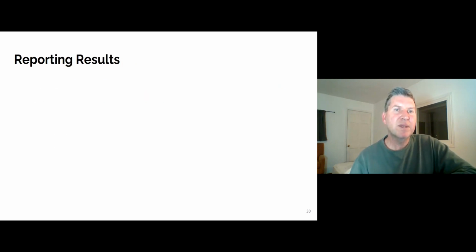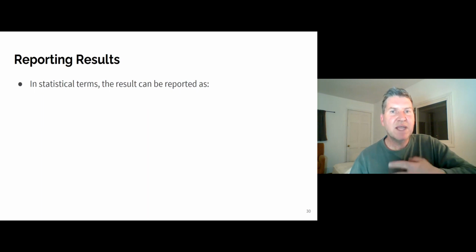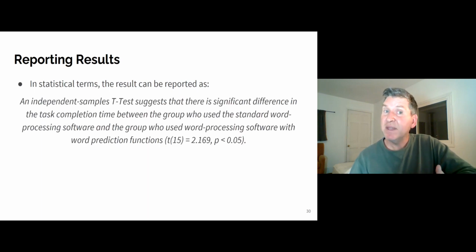So when we report results, we can report this as an independent samples t-test. We have to talk about what type of test suggests that there was a significant difference. The reason why we say significant difference is because our t-value was greater than the t-value at our tested threshold, in the task completion time between a group who used the standard word processing software and a group who used the word processing software with the word prediction functions.